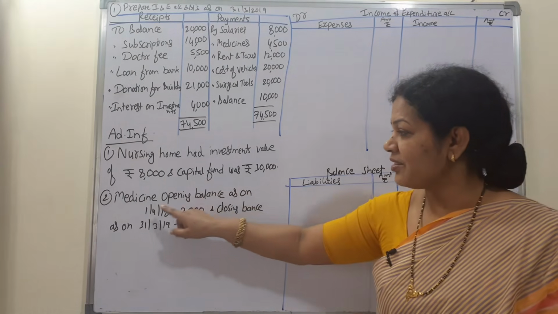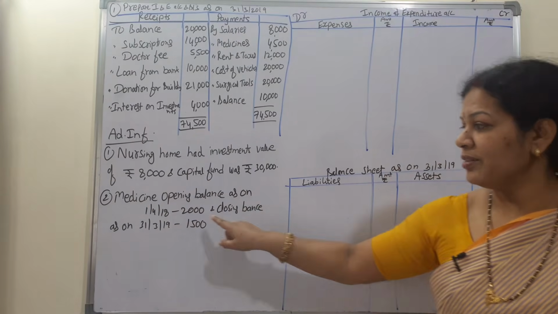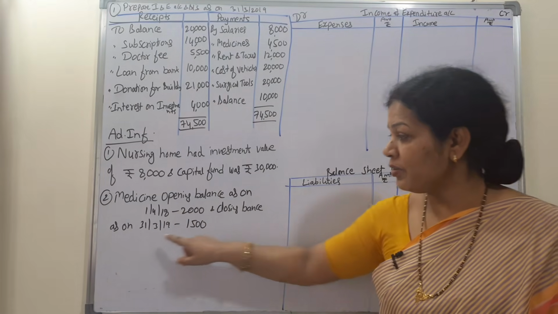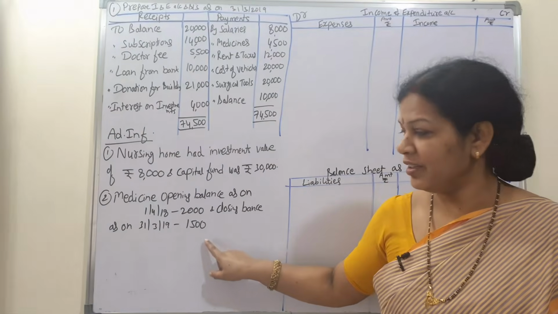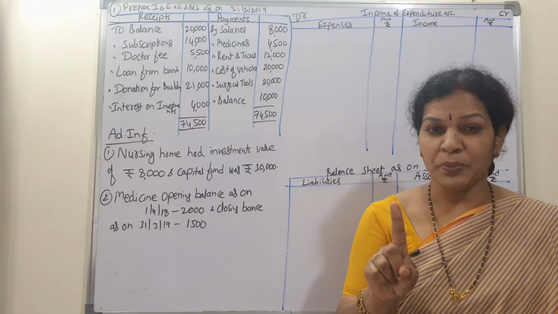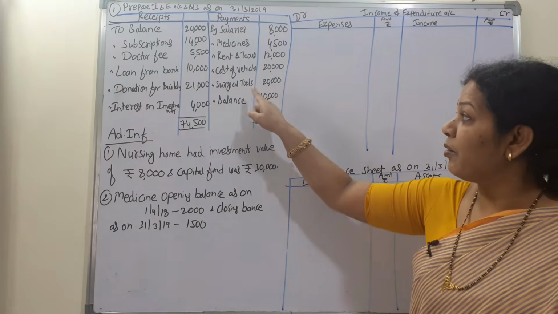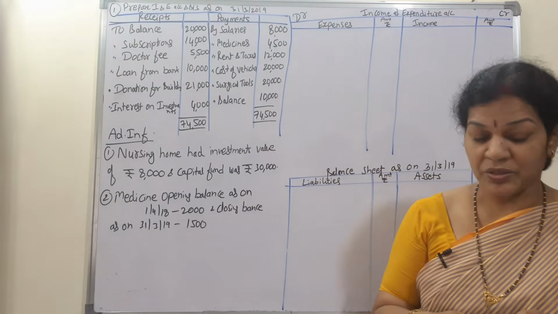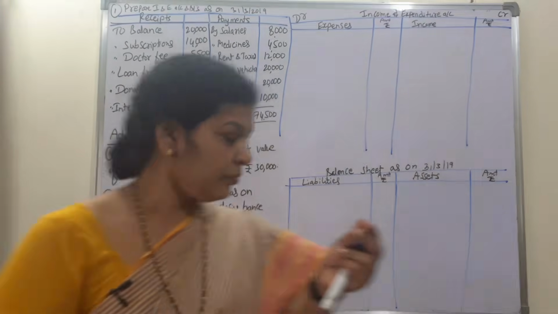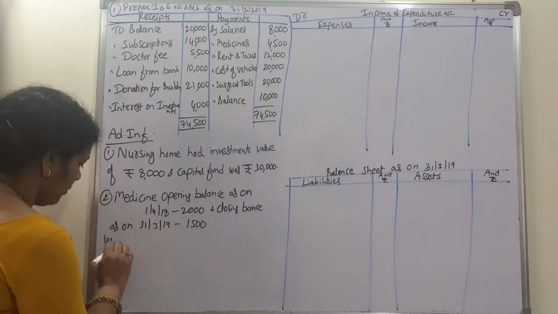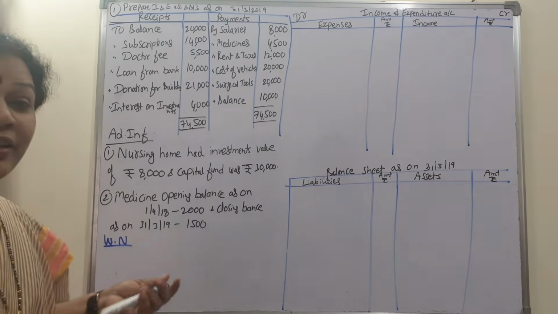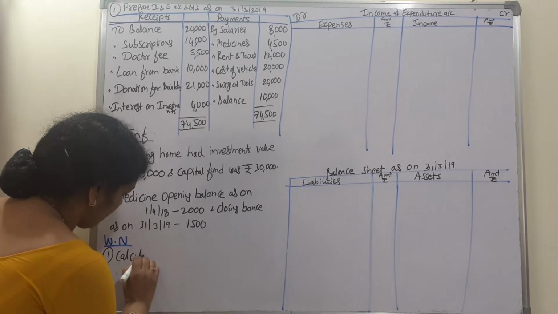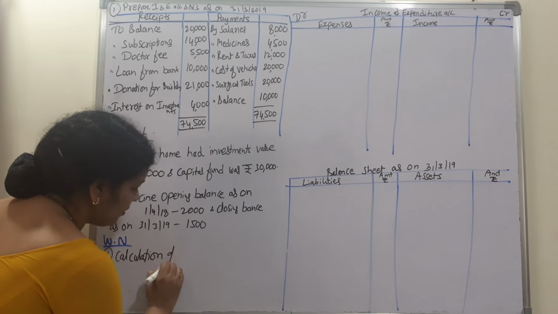Next, medicines. The opening balance of medicines is given, and the closing balance as on 31st March 2019 is 1500, and there are also medicine purchases of 4500. What we have to do is show it in working notes, the calculation of medicines used.